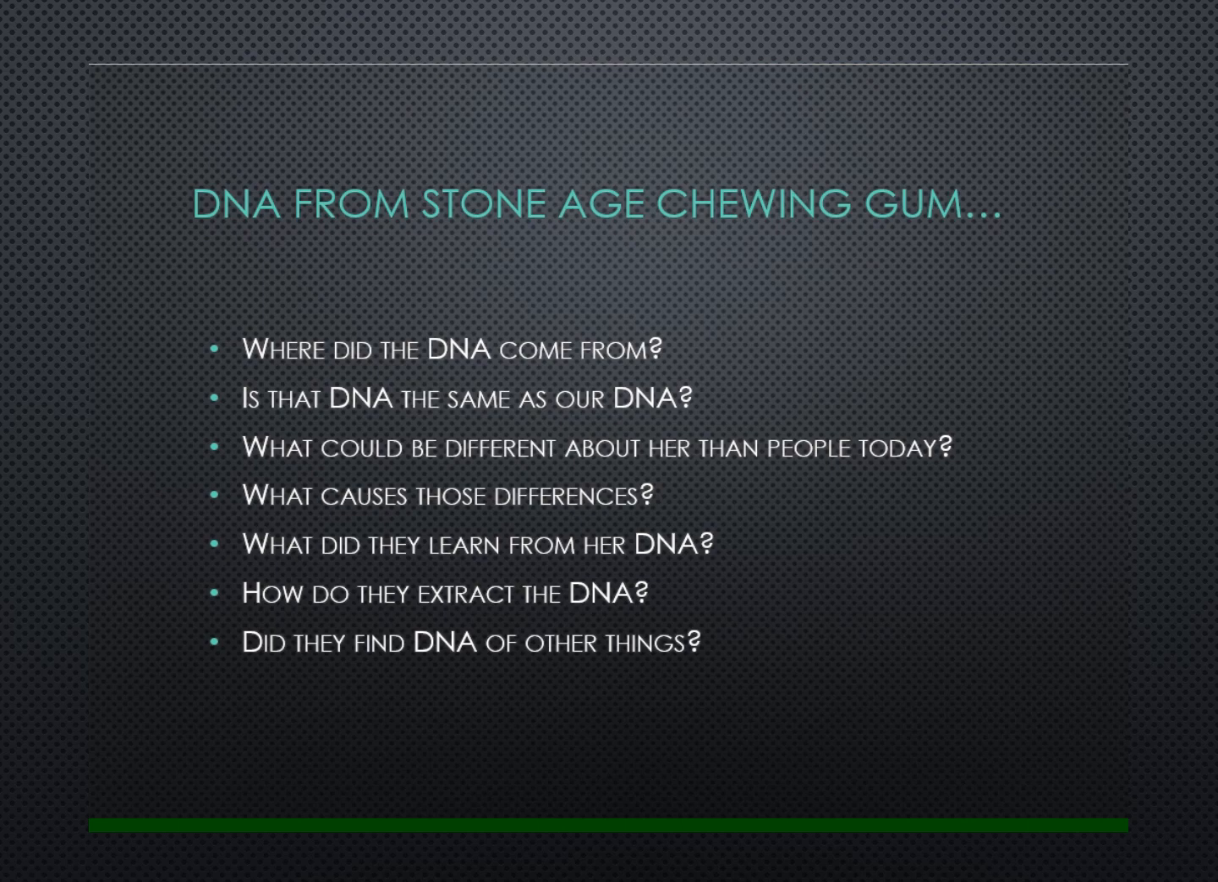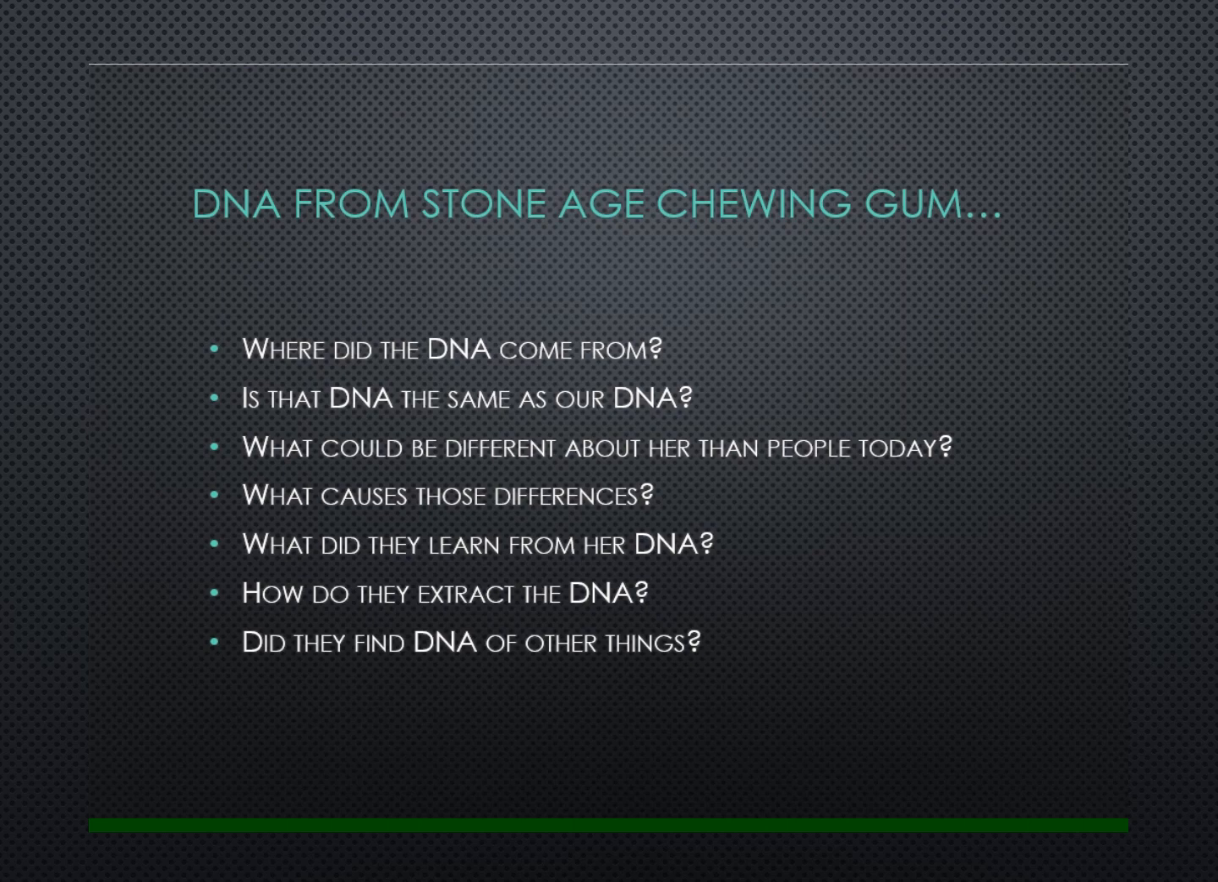Okay, so that was the bulk of DNA structure. So let's go back to that National Geographic article, DNA from Stone Age chewing gum. Where did that DNA come from? If you read the article, you might be able to remember where it came from, and you should be able to answer most of these questions and come up with some ideas.